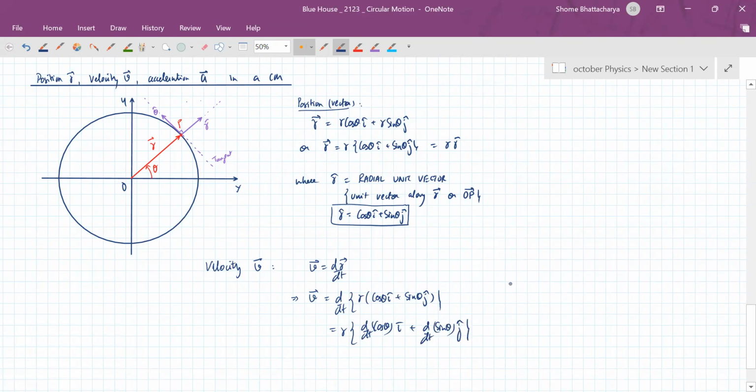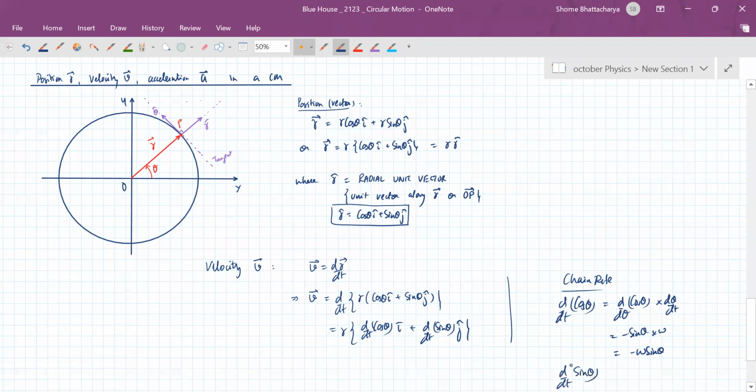Now to execute these differentials, we will make use of the chain rule. That is, differentiation with respect to time of cos theta becomes the derivative of cos theta into d theta by dt, and that is minus sine theta into omega. Likewise, we can also work out the time derivative, or rate of change, of sine theta, like I've done for cos theta here. You work out what it is for sine theta so that you can express the next step yourself.